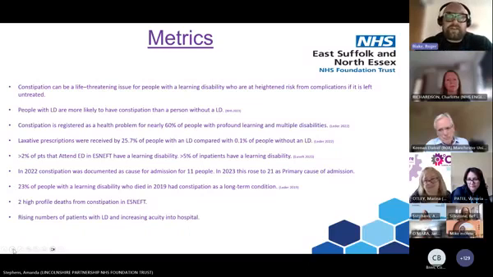Constipation was a documented cause for 11 people, but in 2023 it rose to 21 as a primary cause of admission. So we are seeing an increase in the actual identification of constipation as being a major issue for people with learning disabilities. 23% of people with learning disability who died had constipation as a long-term condition, so it is a recognised issue by LeDeR. We've had two very high-profile, unfortunate deaths from constipation in ESNEFT. So we wanted to really do something about this, considering we're seeing this increasing acuity of people coming into hospital.